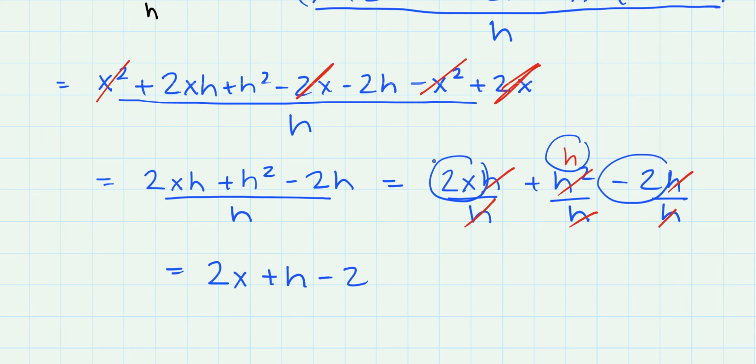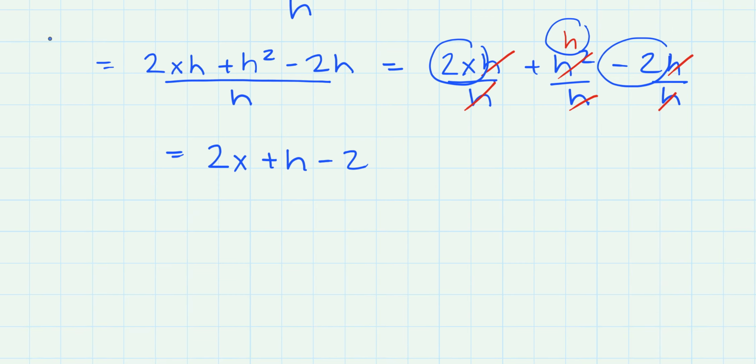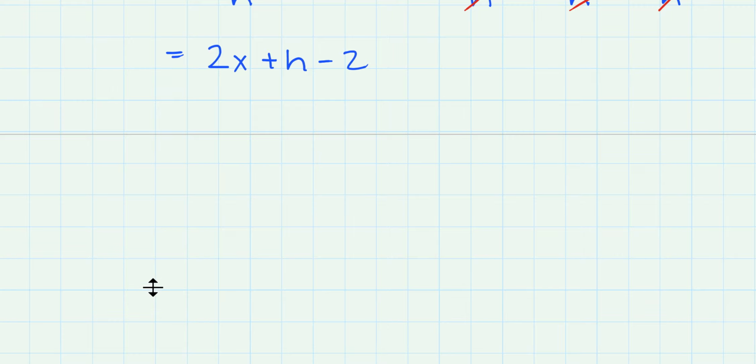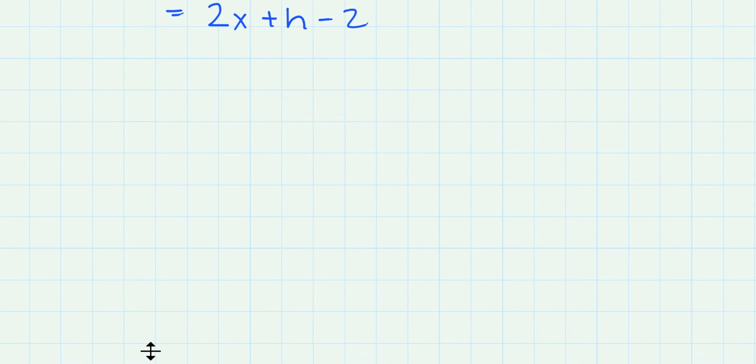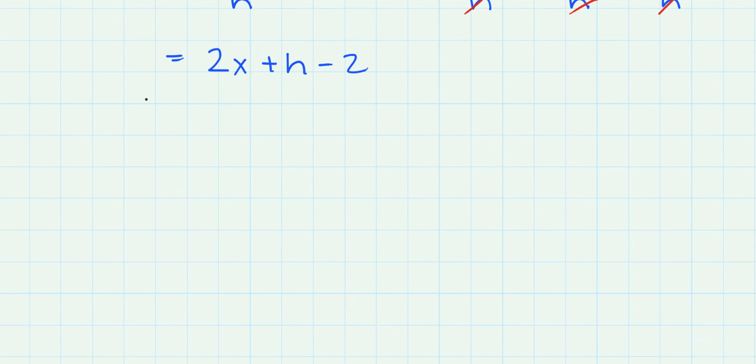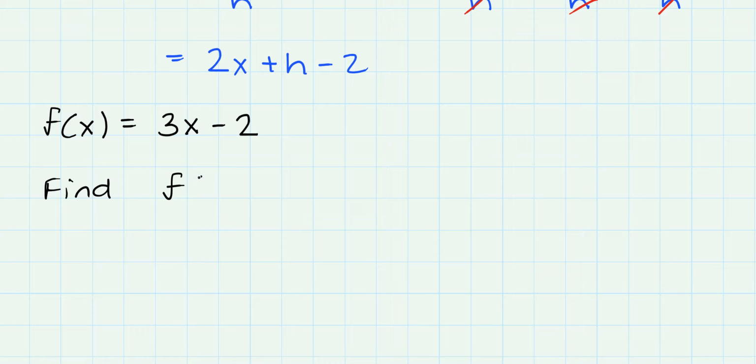Let's do another one of these just to make sure that we understand it. So I'm going to give you another function. I'm going to give you an easy function. You might see something more complicated on your homework, but I want to make sure that we can actually follow the difference quotient. So let's say f of x is the function 3x minus 2. And I want to find the difference quotient f of x plus h minus f of x divided by h.